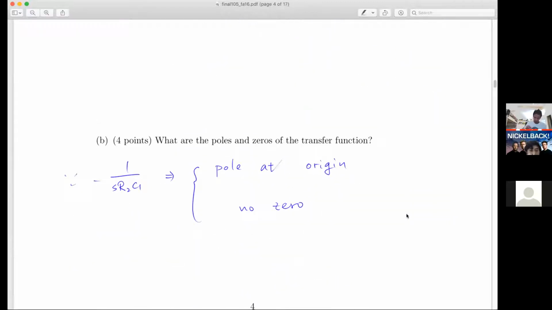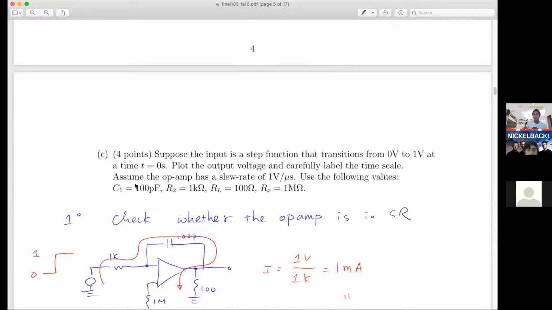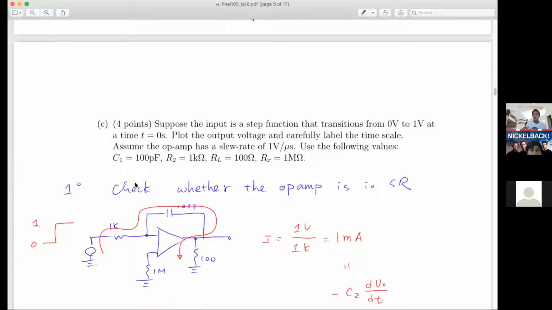For the second part, we can see directly from the transfer function that there's one pole at the origin, and there's no zero. And the third part is when the input is a unit step function, and we want to check the output waveform.